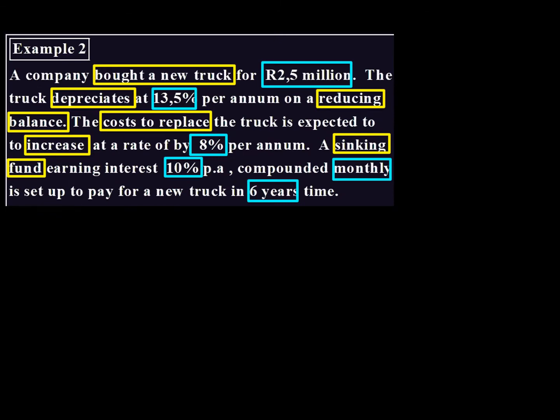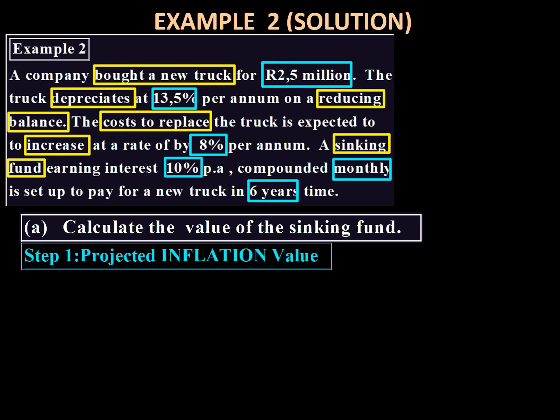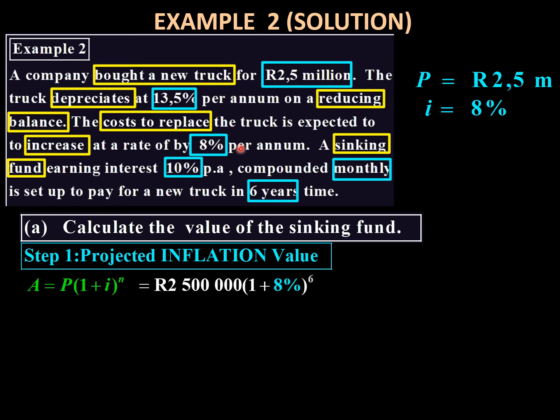Now let's look at the solution. So calculate the value of the sinking fund. First of all, we have to work out the projected inflation. There we use the compound growth formula, and the P-value is 2.5 million. Just be careful. The interest rate for inflation is 8%. Be careful that you don't use the incorrect interest rate there. If we calculate that, that gives me 3,967,185 rand and 81 cents.